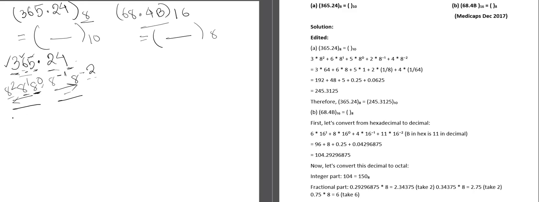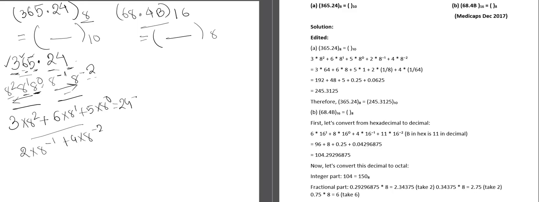So let's start with the process. As I have said earlier, multiply the numbers with their positional weights. So 3 into 8 to the power 2 plus 6 into 8 to the power 1 plus 5 into 8 to the power 0. This is for the left hand side, and for the right hand side we will get 2 into 8 to the power minus 1 plus 4 into 8 to the power minus 2. If we do the calculation, we will get 245 here, and 0.3125 here. After that, we just combine these two numbers together. So we will get 245.3125. This will be our required decimal number.